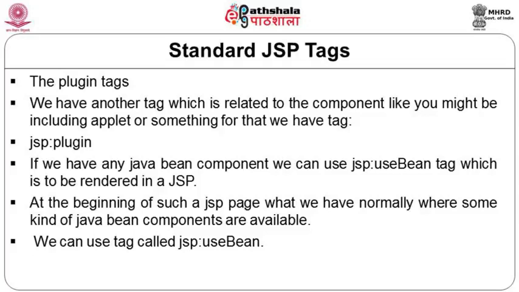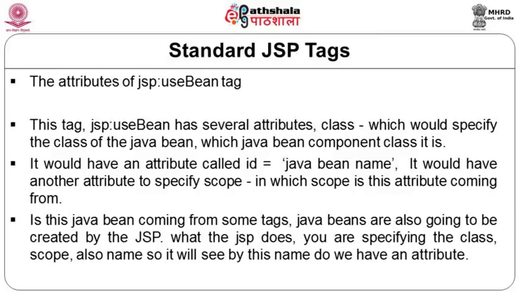This tag jsp:useBean has attributes. One is the attribute called class, which would specify the class of the Java Bean. So, which Java Bean component class is it? It would have an attribute called id. It would have an attribute called name. So, what is the name of the Java Bean? It would have another attribute to specify scope. In which scope is this Java Bean coming from?